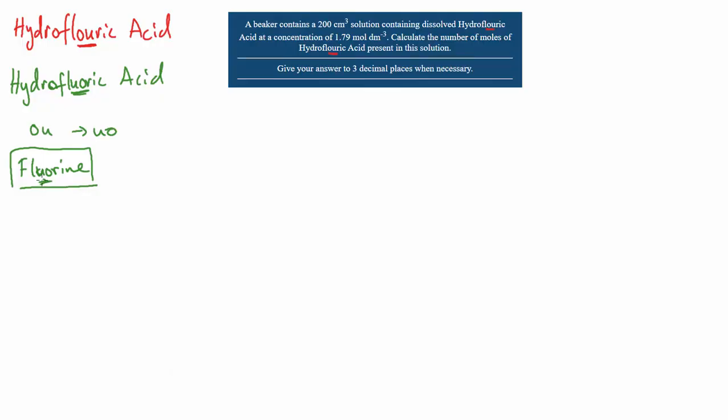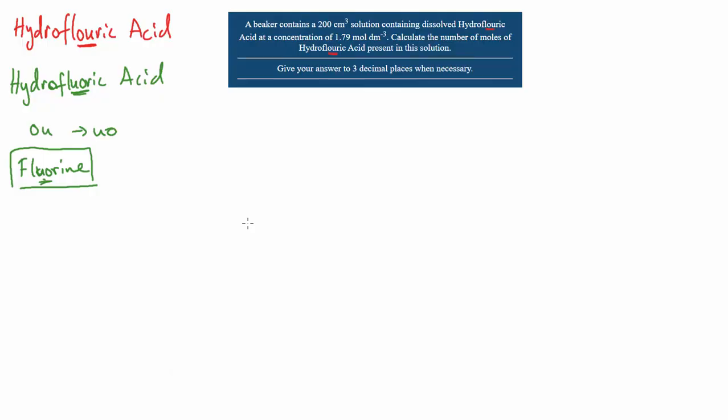Okay. Anyway, in our question, what we've been asked to do is effectively work out the number of moles of the acid present in the solution, and we've been asked to give our answer to 3 decimal places when necessary. Okay, so how are we going to work that out?